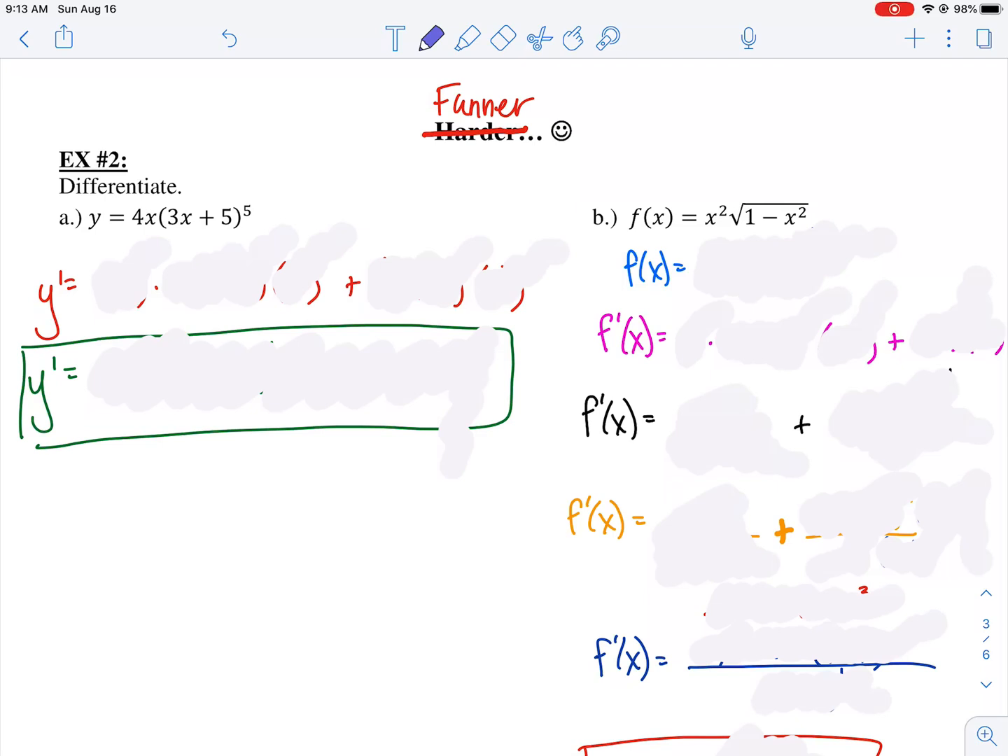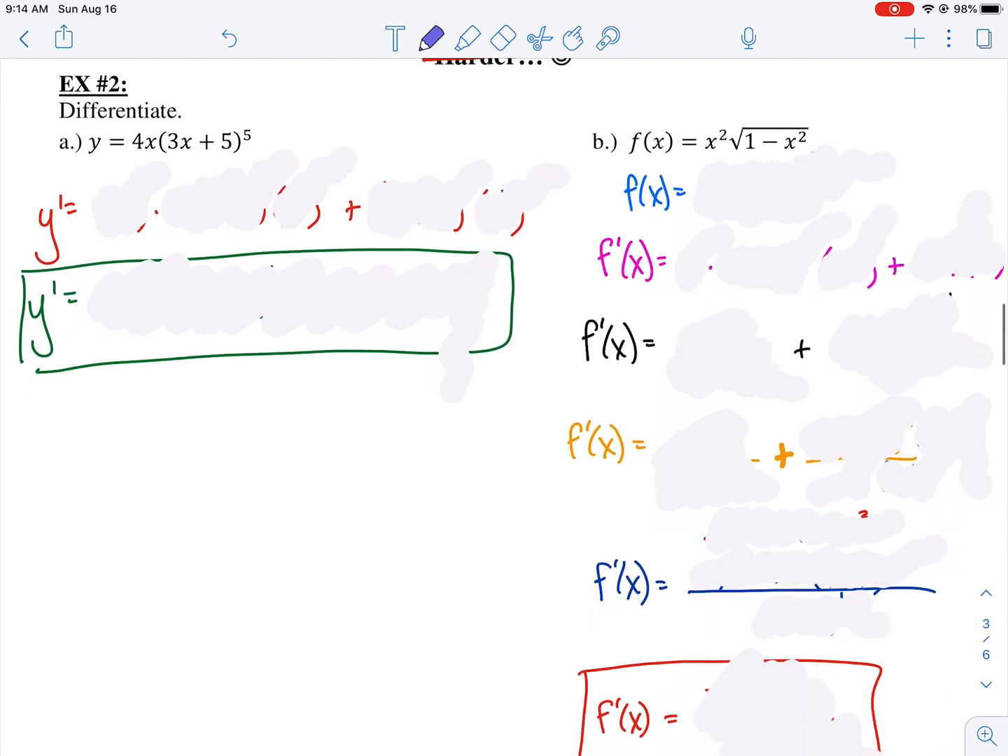All right, let's do a few more examples in 12.3 talking about chain rule. Hopefully you understood all of the examples we did in example number 1, because it looks like here we're going to get a little more challenging. I don't like to call it harder. I like to call it funner, right? All right, look at example number 2 with me.